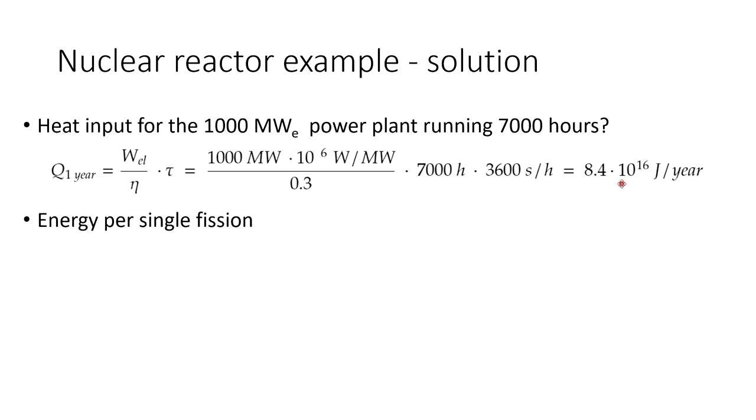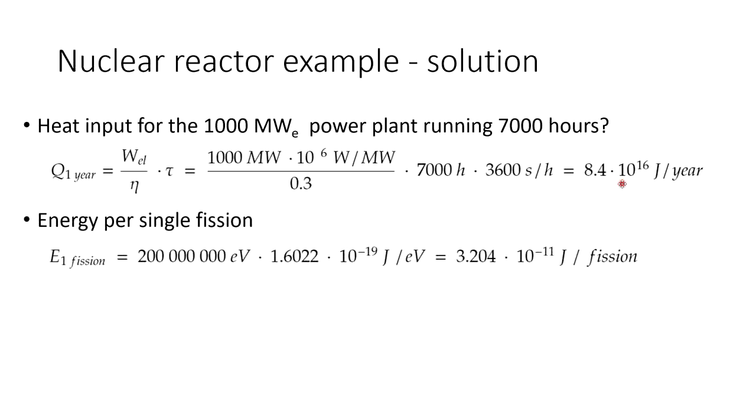And now we continue with the nuclear reaction, where the energy per single fission is 200 mega electron volts multiplied by 1.6 times 10^-19 joules per electron volt, which is 3.2 times 10^-11 joules of heat obtained per single fission of uranium-235.